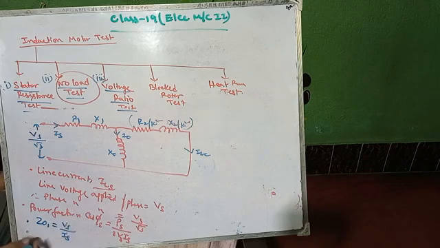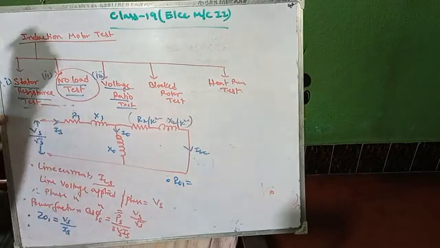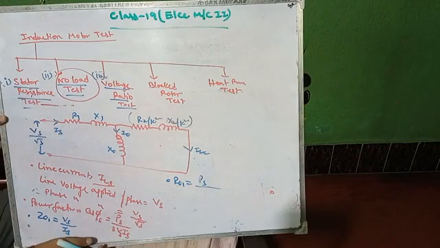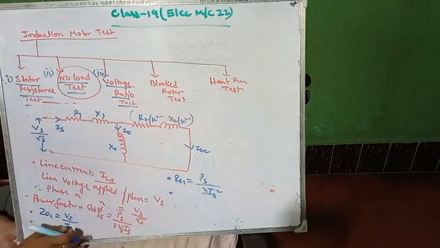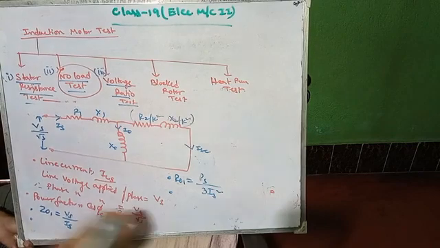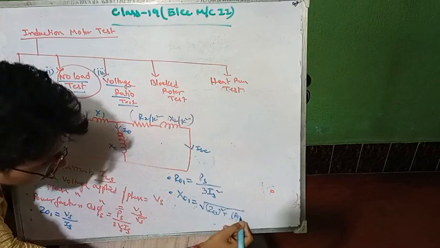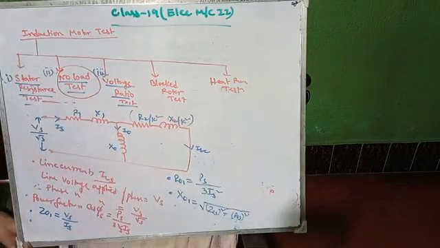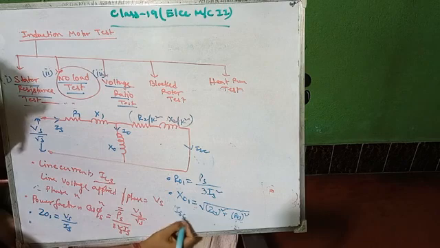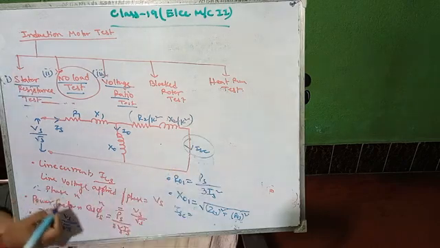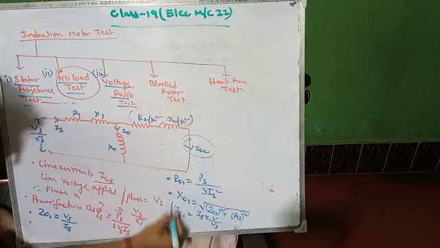Then the equivalent resistance R01 equals PS by 3IS square. Next, X01 equals the root of Z01 square minus R01 square. You have to use these formulas step by step to find the answer. Finally, the short circuit current ISC can be calculated using the formula IS into V by Vs.